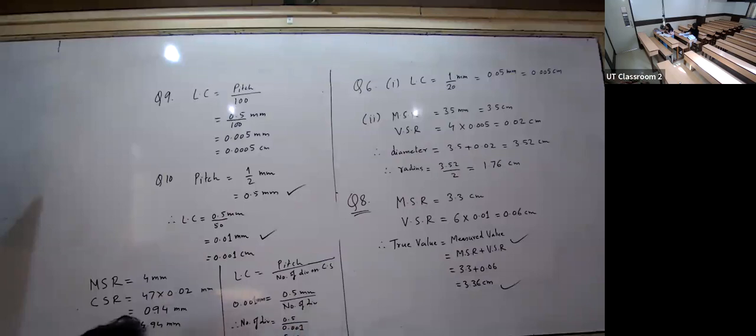So you can multiply up and down by 1000. This 1000 will be cancelled. This will become 500. The number of divisions on its head will be 500. Yes, the number of circular scale divisions you have to find out, such that you get the least count as 0.001 millimeter.